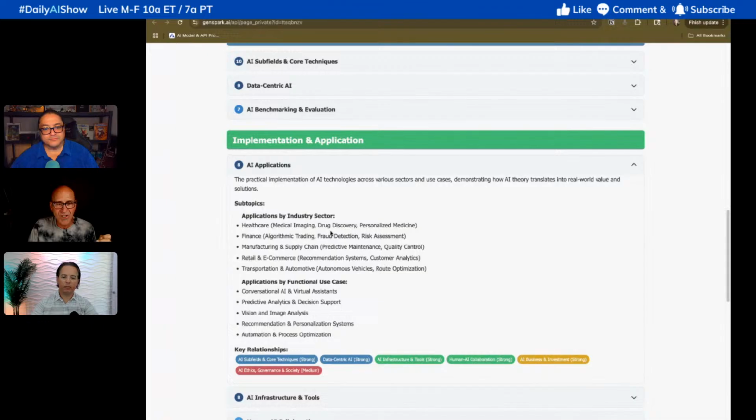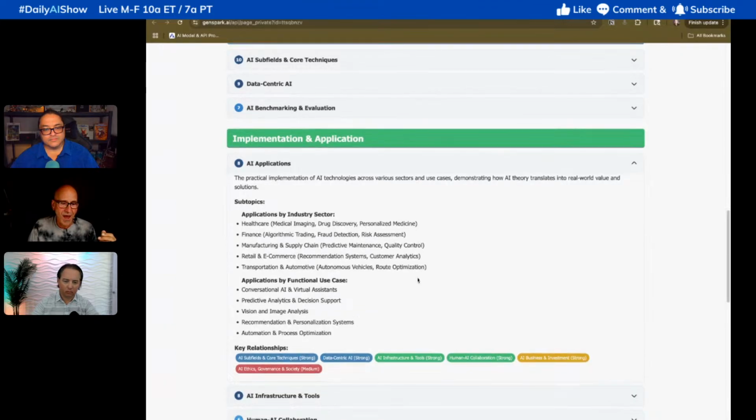But in terms of industry applications, which is really where the rubber meets the road when it comes to monetization of this AI space, this is the structure of that one.